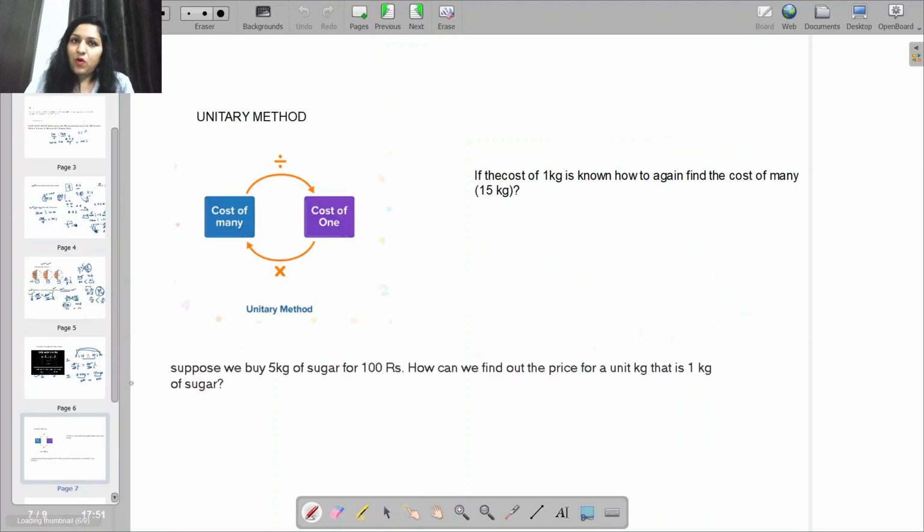Last topic of this chapter now is the unitary method. As the name itself has the word unit. Unit means one. So it is such a method wherein we first find the cost of 1 unit and then from 1 unit we find the cost of many. Look, it's a simple thing: whenever the cost of many is given and the cost of one is required, we always divide. When we go from many to one, we divide; from one to many again, we multiply. We have to use this logic while doing questions in the unitary method.